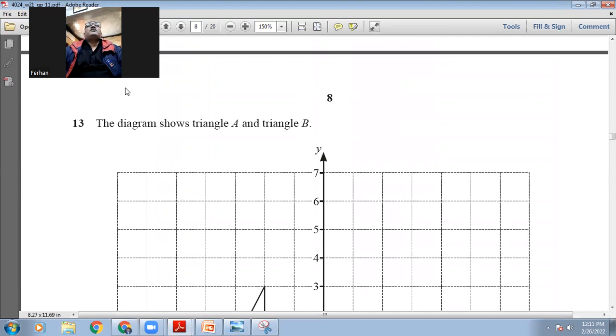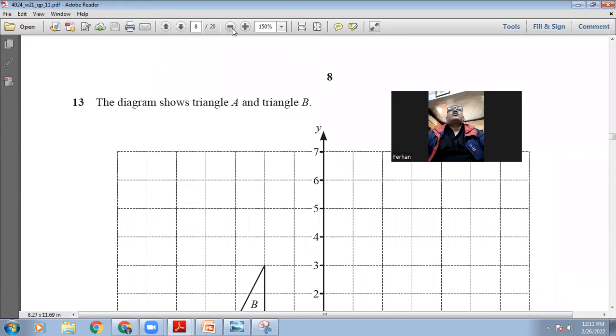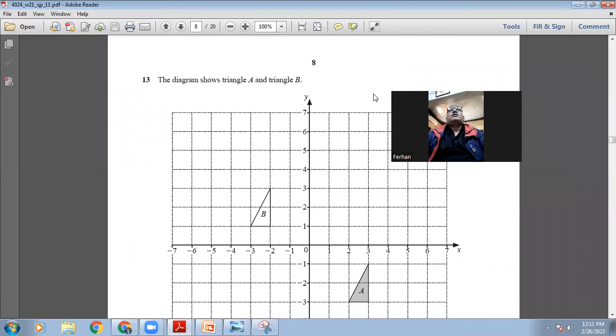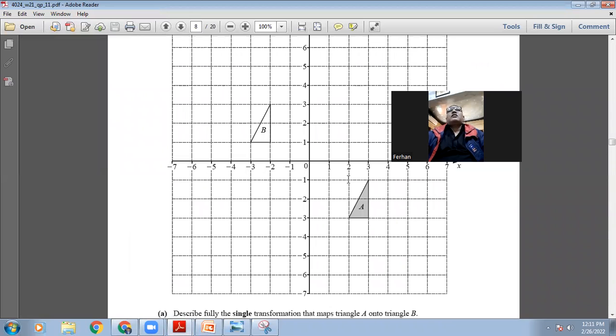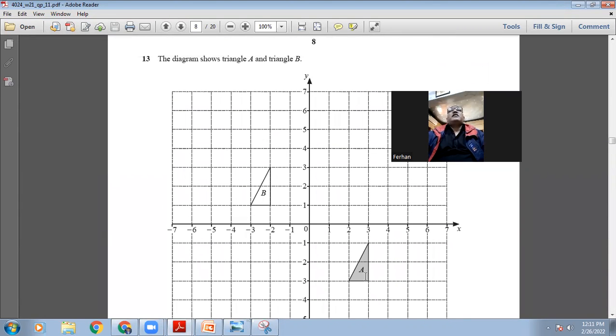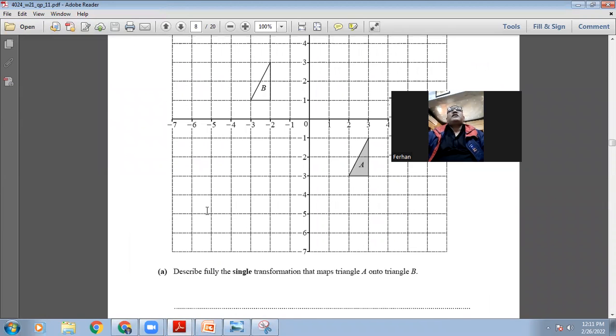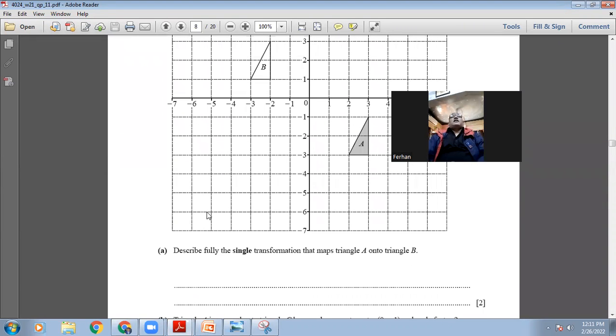The next question coming up on your screen is question number 13. Here we have triangle A and here we have triangle B. The first question they are asking is, describe fully the single transformation that maps triangle A onto triangle B. If you look at triangle A and triangle B, triangle A is the object and triangle B is the image, and you can see that the size of the triangle has not changed, and the orientation of the triangle has not changed.